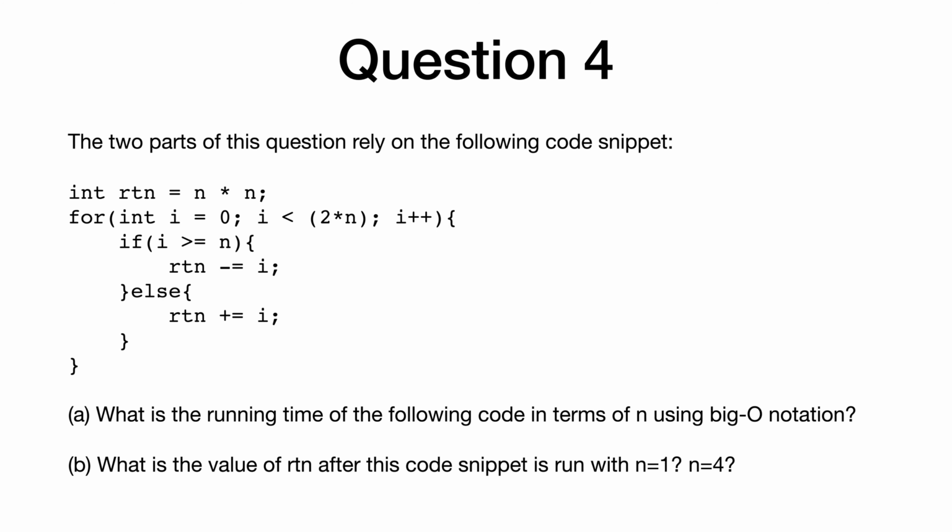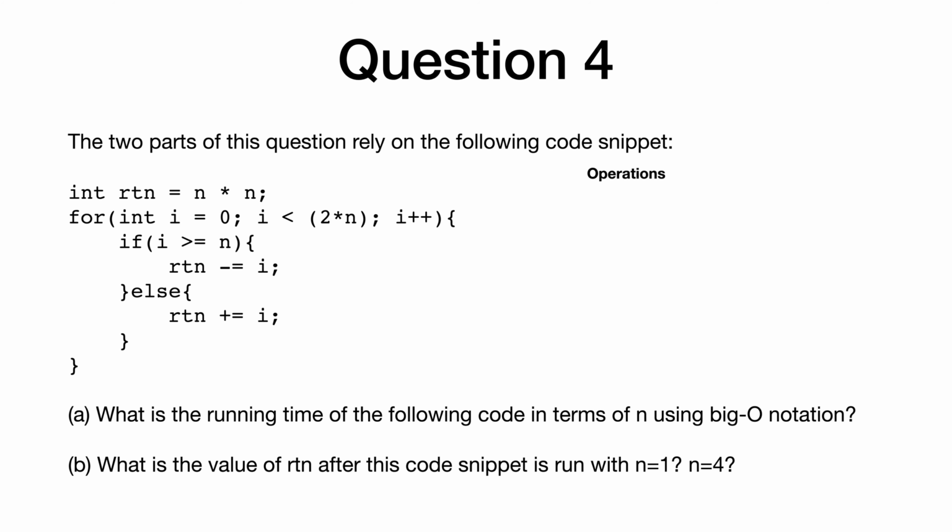So question 4 wanted you to use this code snippet that we have here. And it asks 2 questions relating to it. One is, what's the running time using big O notation in terms of n, right? And the other is the value after running it with specific values of n. So how do we analyze the running time? Well, we start to count how many operations are done. So we start looking at operations.